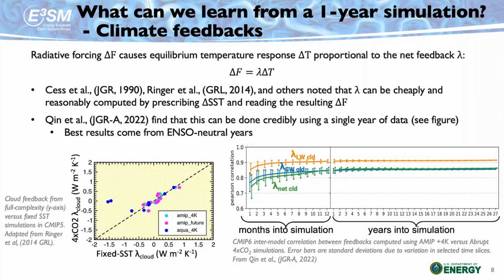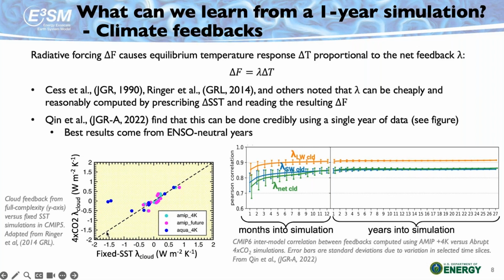But what previous studies, starting with Cess in 1990 and then Ringer et al. in 2014, had found was that this feedback parameter, where most of the uncertainty is coming from the cloud feedbacks, can be cheaply and reasonably computed using fixed SST experiments, where we prescribe the SSTs with the present day, and then you run a simulation where you've perturbed by delta T. And then based on that, we can read off the change in the top of atmosphere radiation, and from that derive what lambda is.